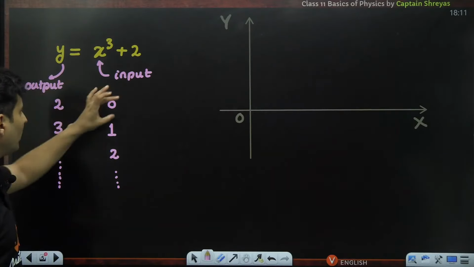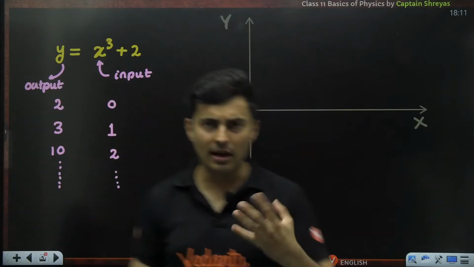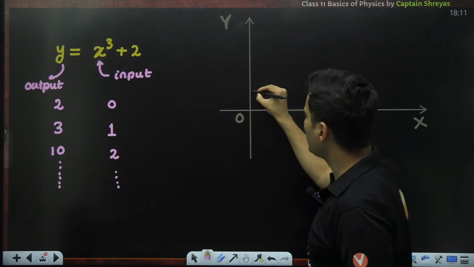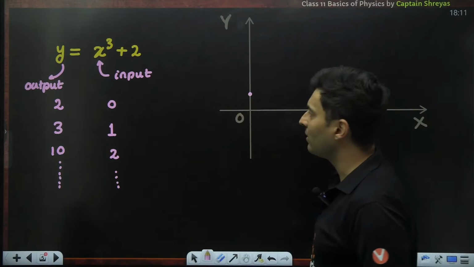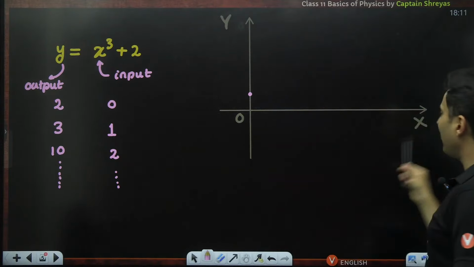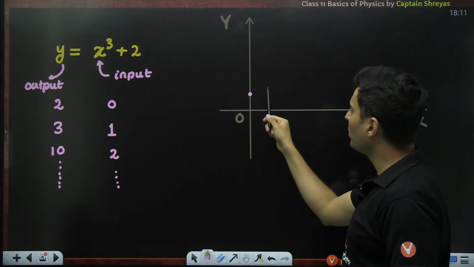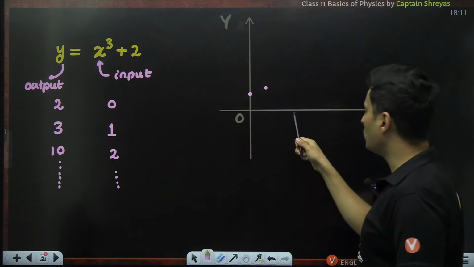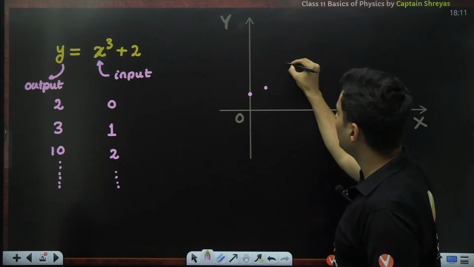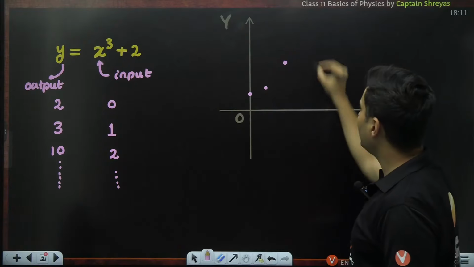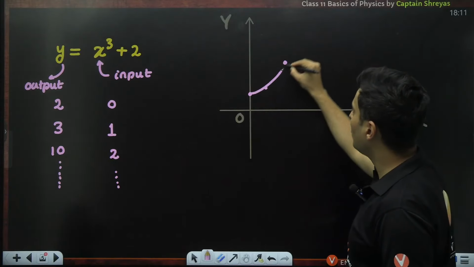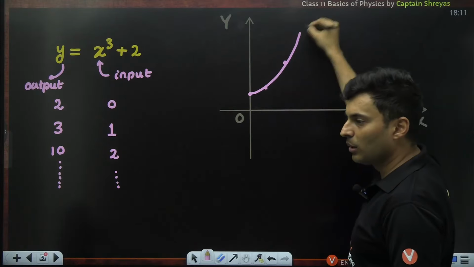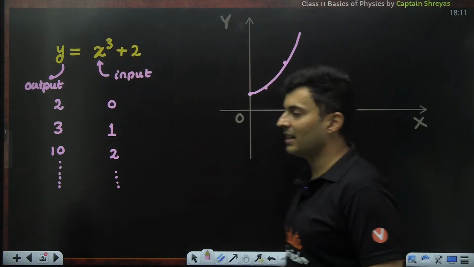So if I start plotting these points on the graph, when the input is 0, the output is 2. So already I have some value over here. When the input is 1, that means the x value is 1, the output is 3. So maybe somewhere over here. When the input is 2, the output is suddenly going to 10. And maybe later on it might go over here. So if I join all these points, maybe I get a curve like this. So this is the curve which represents that equation.